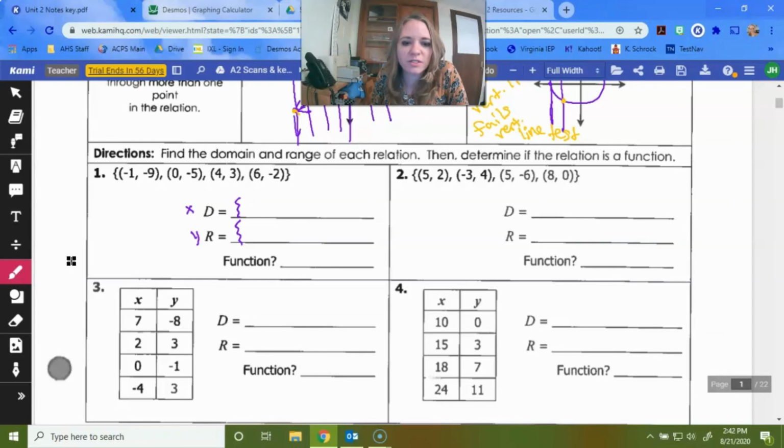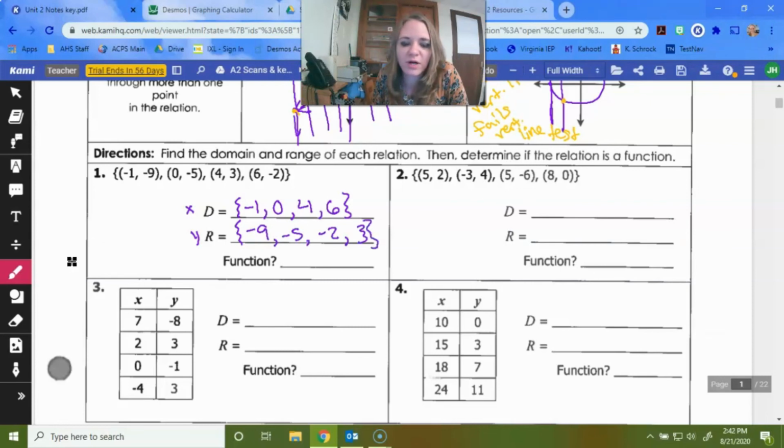So my smallest x is -1. My next x is 0. Oh, they're already in order. Well, how fancy. 4 and 6. They will not always be in order. In fact, I would bet the y's are not. No, they are not. Alright, what's your smallest y? Your smallest y is -9. Your next biggest y is -5. And then -2. And then 3.